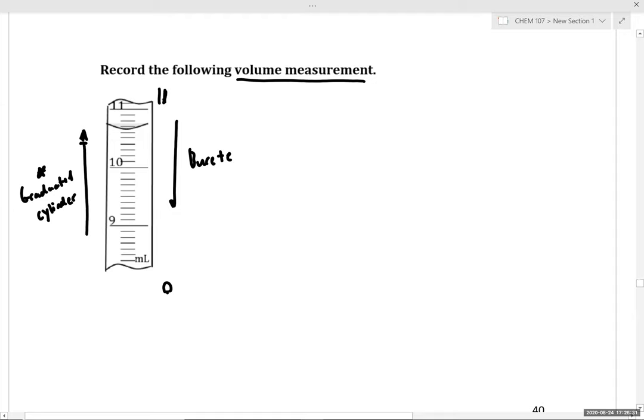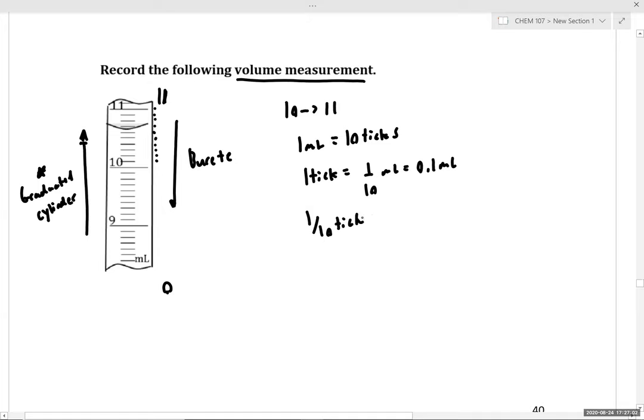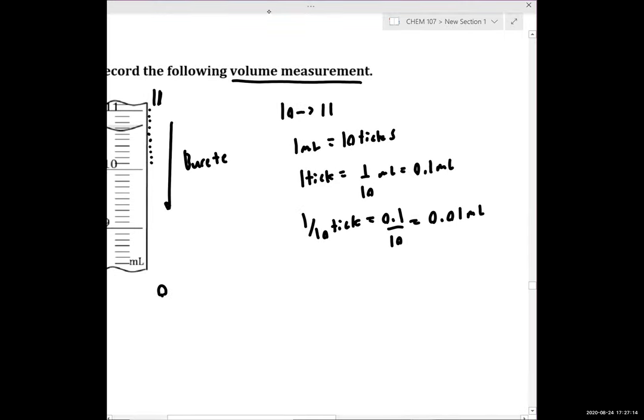So then, let's now figure out the value of a tick. To go from 10 to 11, which is 1 milliliter, it takes us 1, 2, 3, 4, 5, 6, 7, 8, 9, 10. 1 milliliter takes us 10 ticks. So then, 1 tick is equal to 1/10 of a mil, which is 0.1 milliliters. While we're here, let's figure out the value of 1/10 of a tick, which is 0.1 over 10, which gives us 0.01 milliliters.